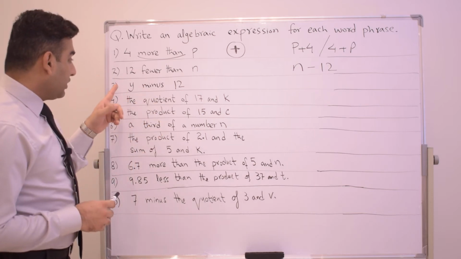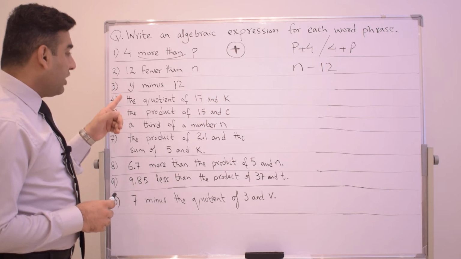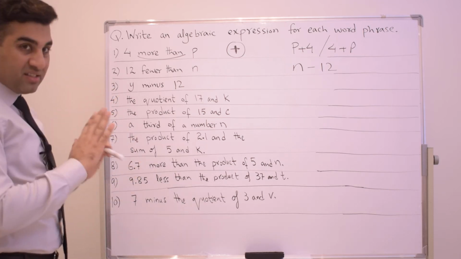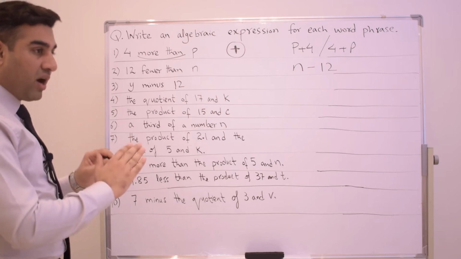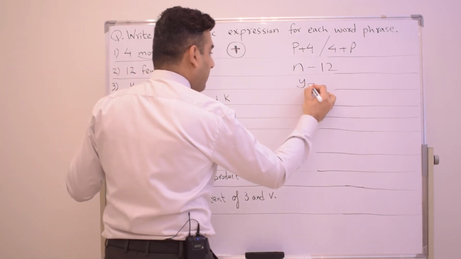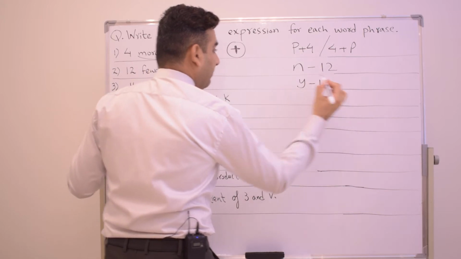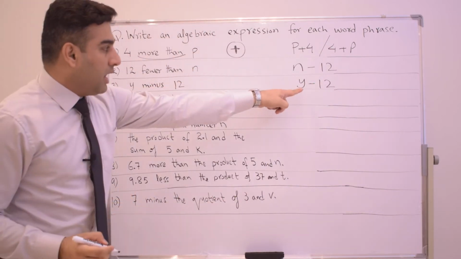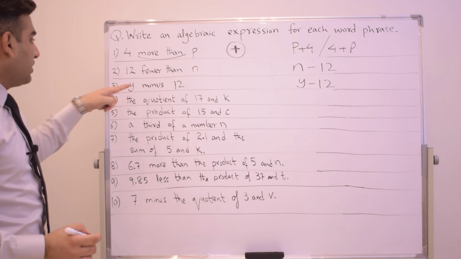Now guys, let's go for the phrase number 3, y minus 12. It's a very simple word phrase: y minus 12. So go with the flow, y minus 12. This is the algebraic expression for this word phrase.